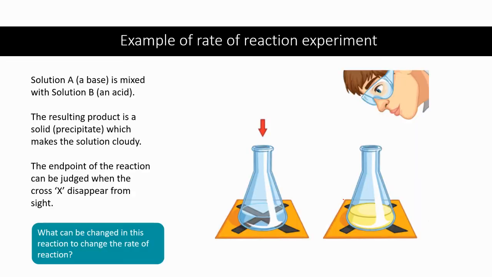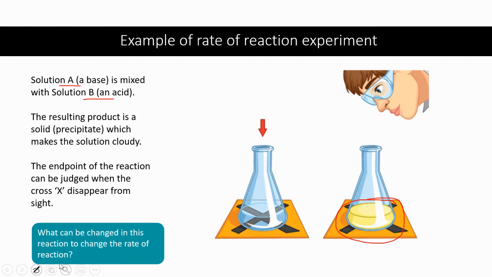Another reaction we could do is reacting solution A, which is actually sodium thiosulfate, a base, mixed with hydrochloric acid, which is another acid-base reaction. Now, when this reaction occurs, it's between two clear solutions. It makes a precipitate and it makes it go cloudy. So we can use that to judge the end point of the reaction from when the cross disappears.